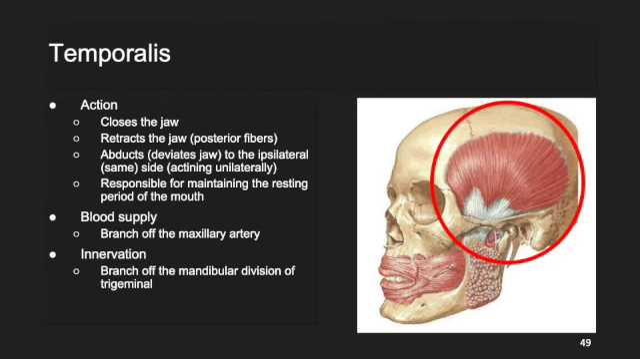So hopefully already you're starting to see how these actions, even though we have multiple muscles performing them, all share a lot of commonality in innervation, sometimes in attachment points, and sometimes in blood supply as well.